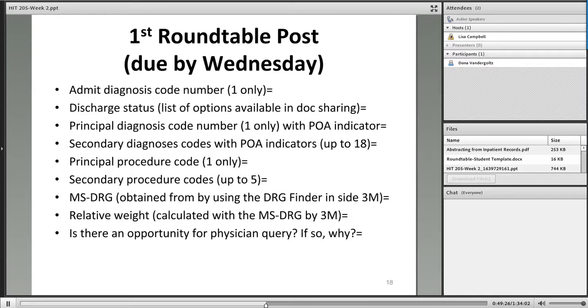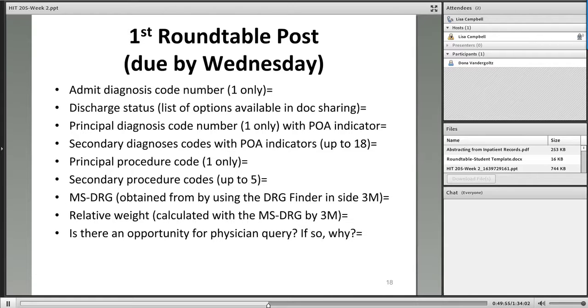Okay, so then the next thing that you're being asked in the roundtable is, what's your principal procedure? What's your secondary procedure? So let's look back to ICD-10-PCS. What we are primarily coding here are going to be procedures that are significant in nature.